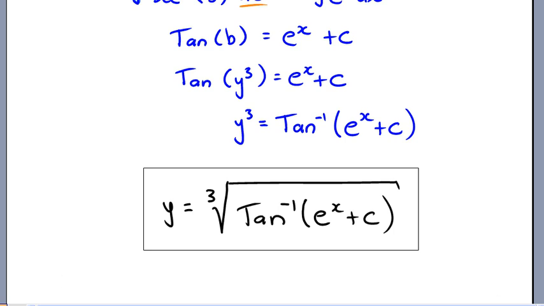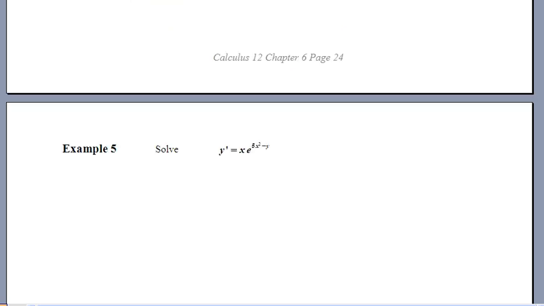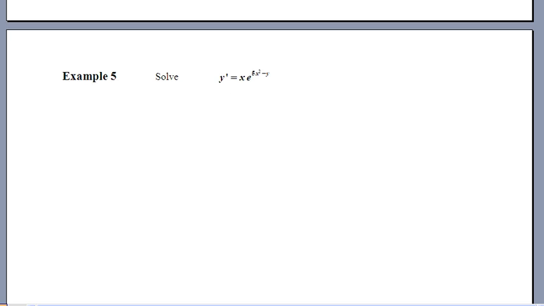Okay, one more. Remember how I was saying each one's got a little curveball to it, a little hurdle to it. This one here looks like it doesn't want to separate. When you see that e to the 5x squared minus y, at first glance, I'm kind of thinking, wow, there's no way that I could pull that apart. Over here, the dy dx, okay, no big deal. And I see the x, okay, that's fine. But what do you do here with this e to the 5x squared minus y?